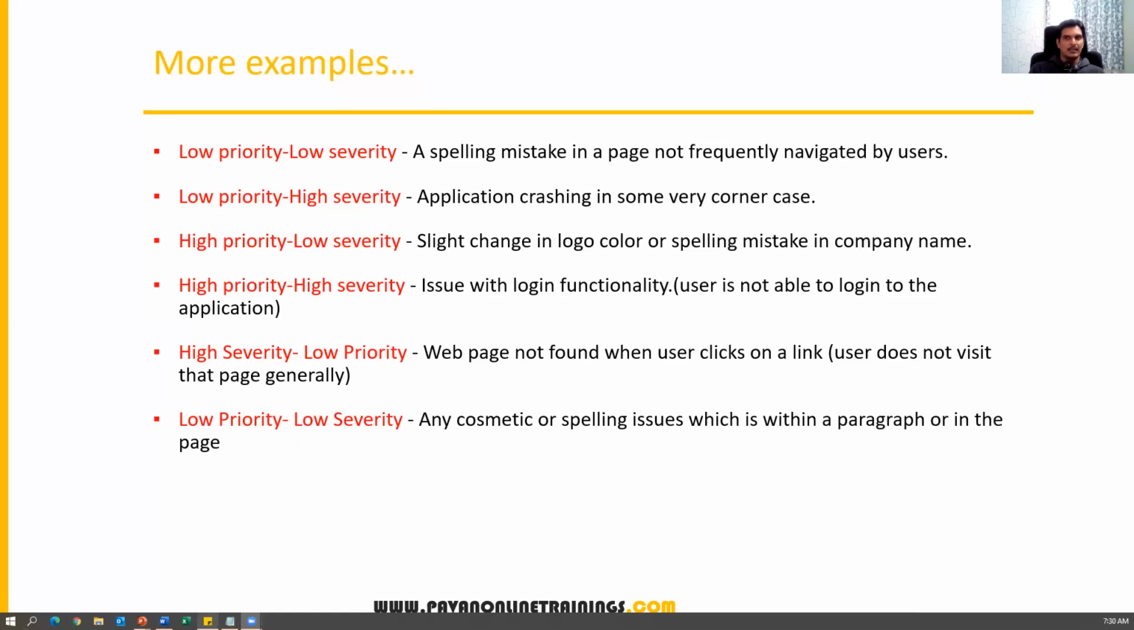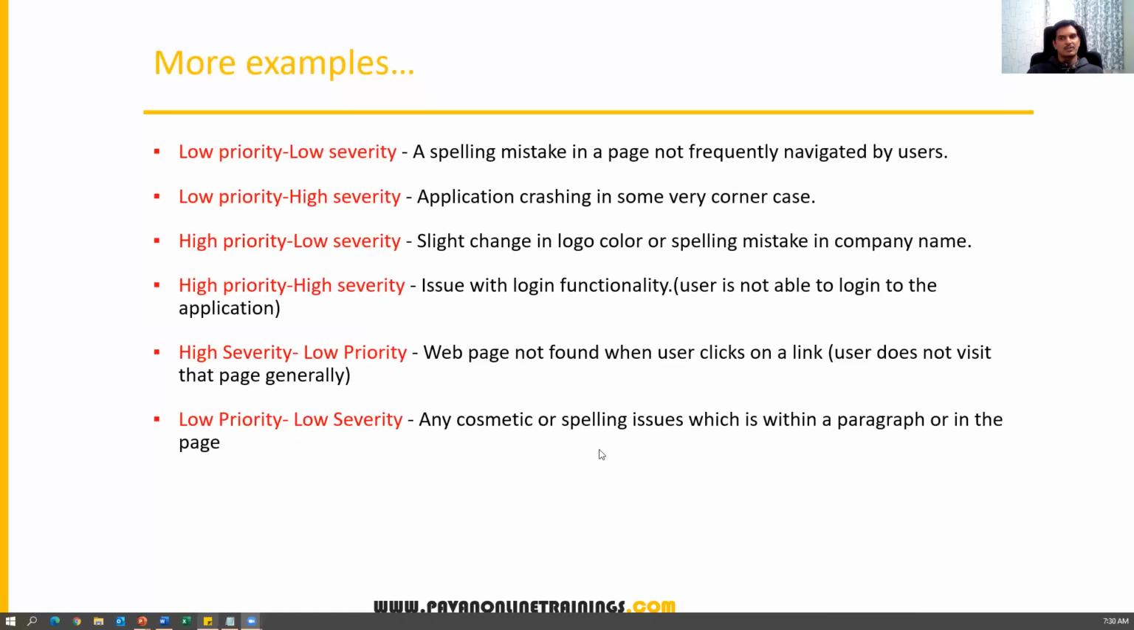When I click on some link, the page not found error is coming. That means a crash, so high severity. But the user does not visit the page normally. Only in very rare cases does the user go to that page. So low priority. The last one: low priority, low severity.